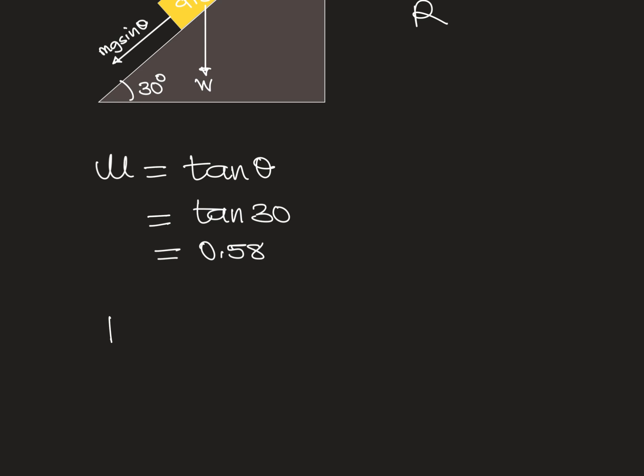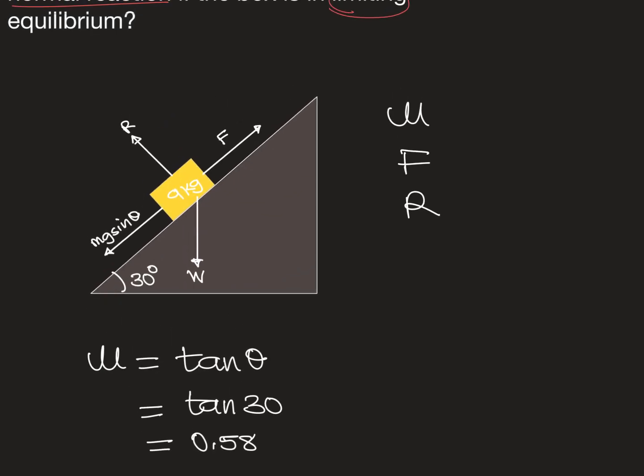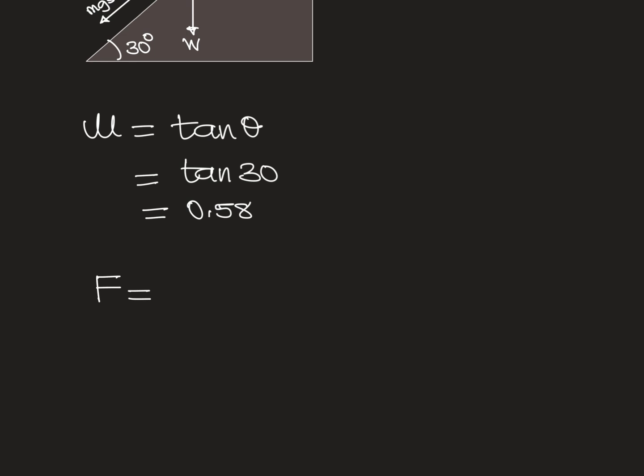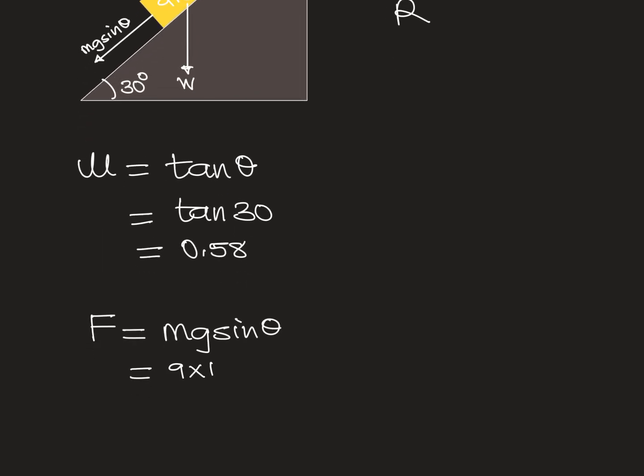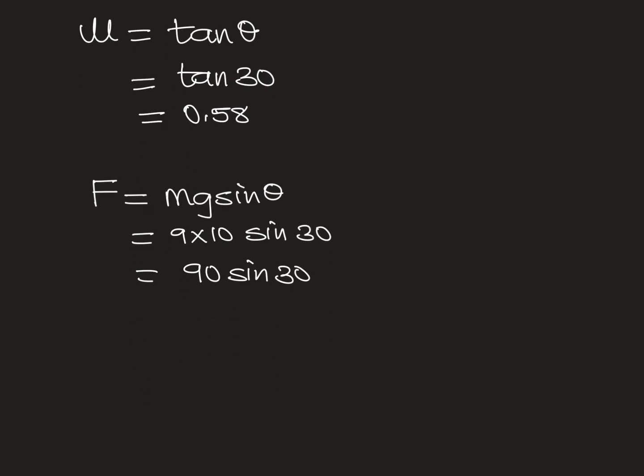We also want to find the frictional force. So in this diagram, the frictional force can be equal to mg sine theta, because the forces have to balance each other if the body is in limiting equilibrium. So that is to say, F is equal to mg sine theta. So the mass is 9 multiplied by gravity 10 sine 30. That is 90 sine 30, and 90 sine 30 is 45 newtons.